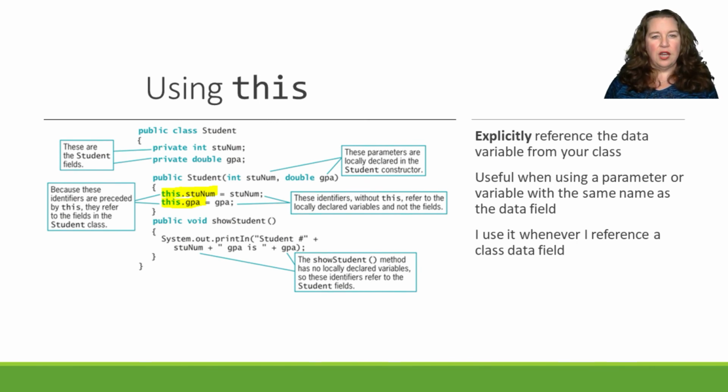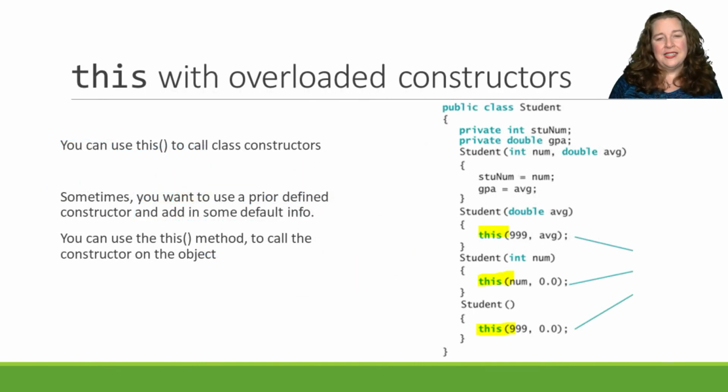Be careful. I've seen students who either pass variables or use variables inside of their methods, not realizing it's the exact same variable name as their class attribute. Then they try to reference their class attribute and can't figure out why the number doesn't come up correctly. So be careful. I love the use of this. I find explicitly writing things in code makes it so much clearer and makes sure that you know exactly what you're talking about.